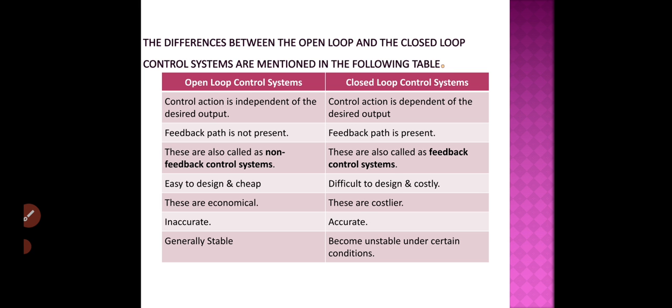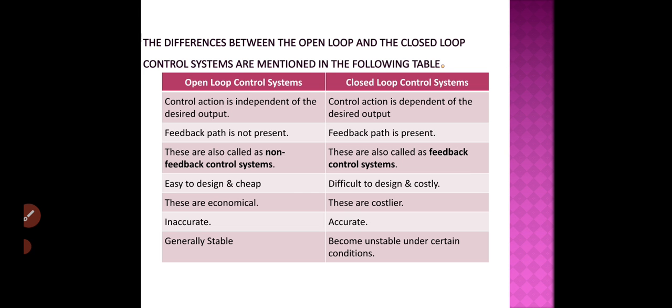Open loop control systems are generally stable, but closed loop control systems sometimes become unstable under certain conditions. The operation of an open loop system is affected due to the presence of non-linearities in its elements. In terms of performance, closed loop systems are adjustable to the effect of non-linearities present in their elements.